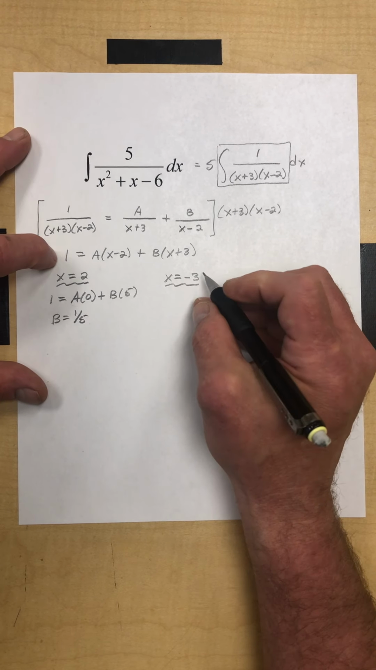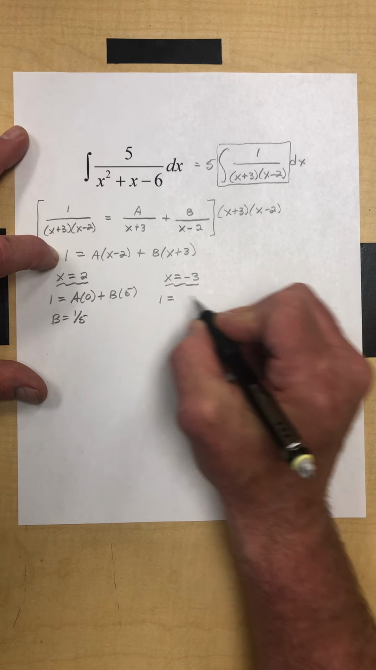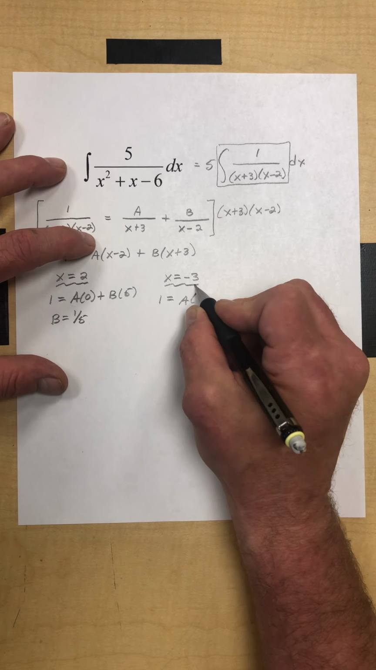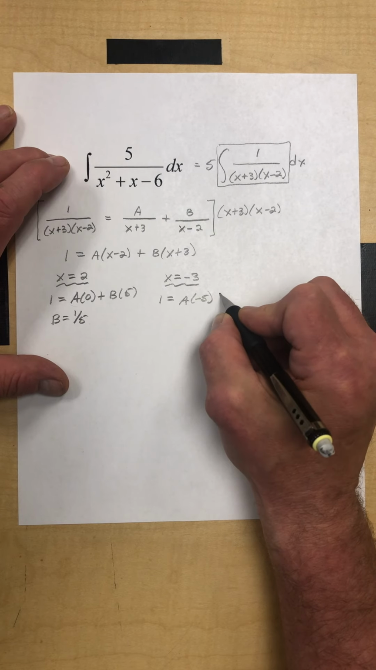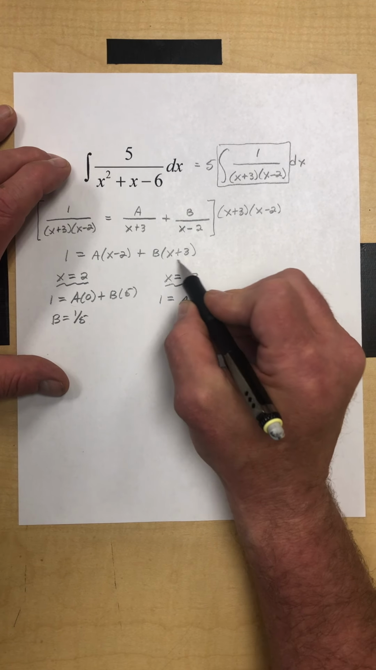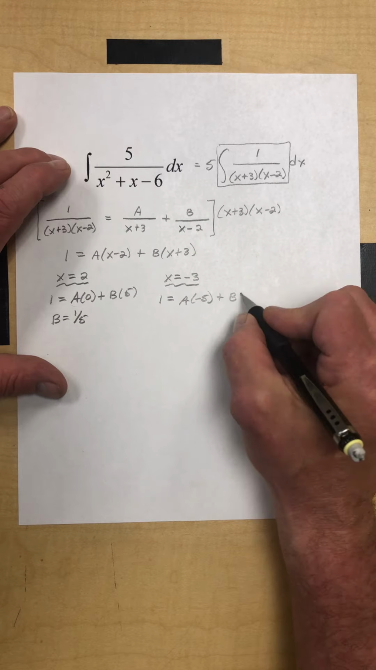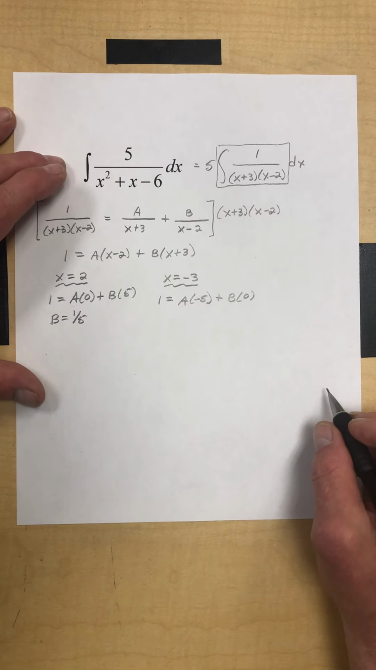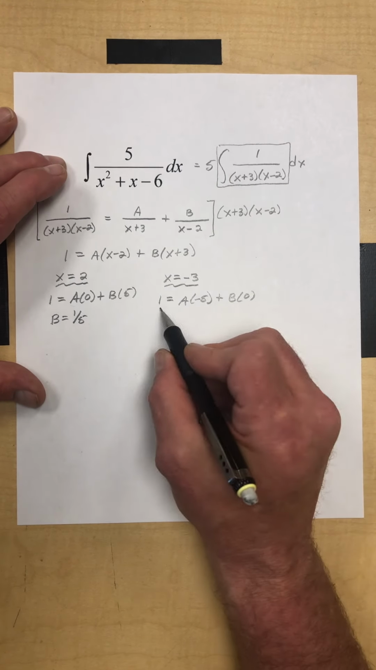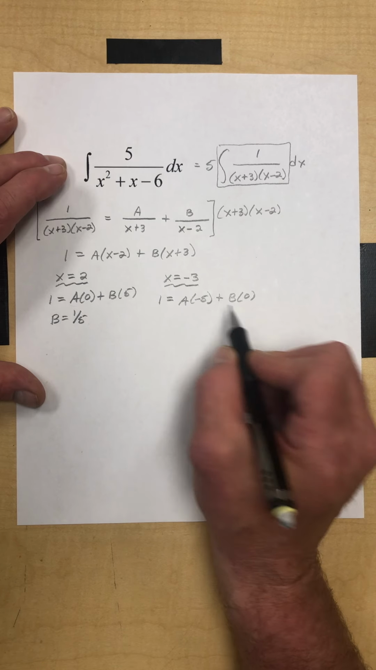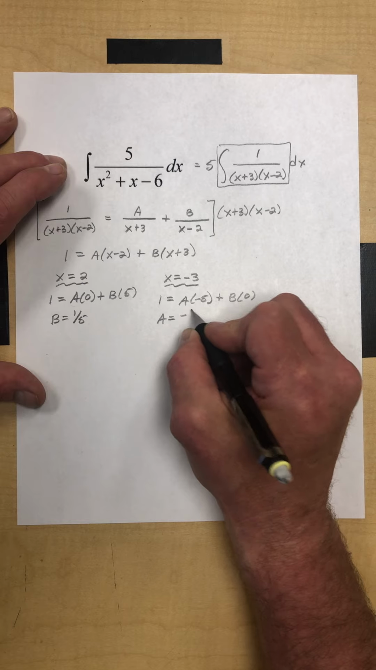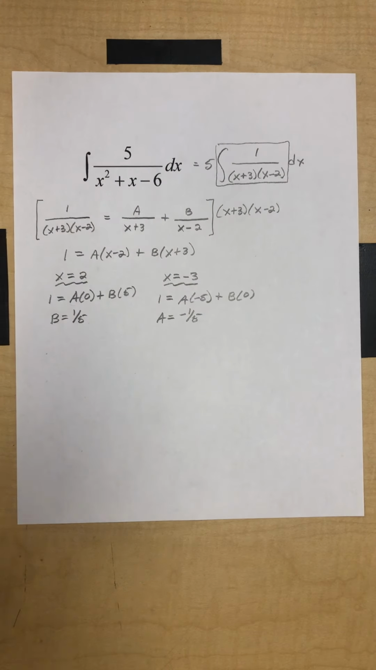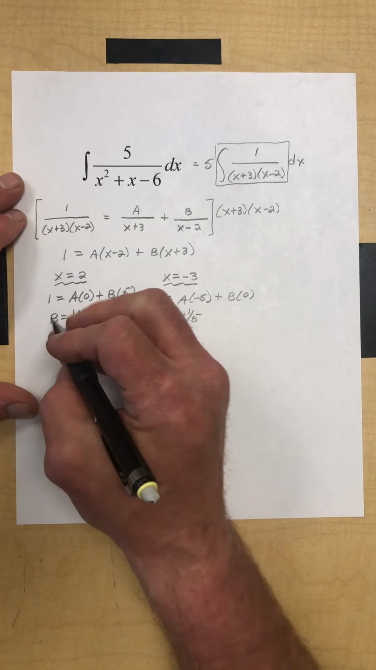Okay, so when we do that, we get 1 equals a, well, if x is -3, -3 minus 2 is -5, plus b, if x is -3, then that's 0. And notice that b drops out, okay? So I get 1 equals a times -5, and then divide both sides by -5, so I'd get a equals -1/5. Okay, now this works out algebraically. Now I'm going to check this.